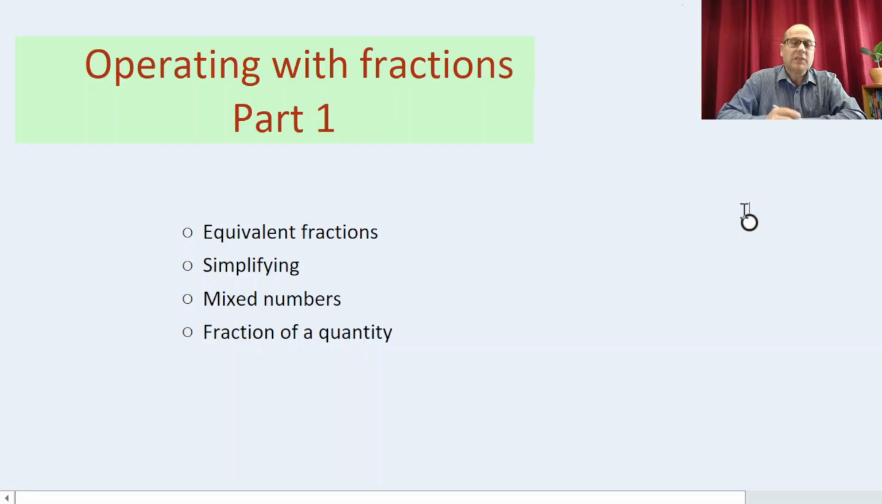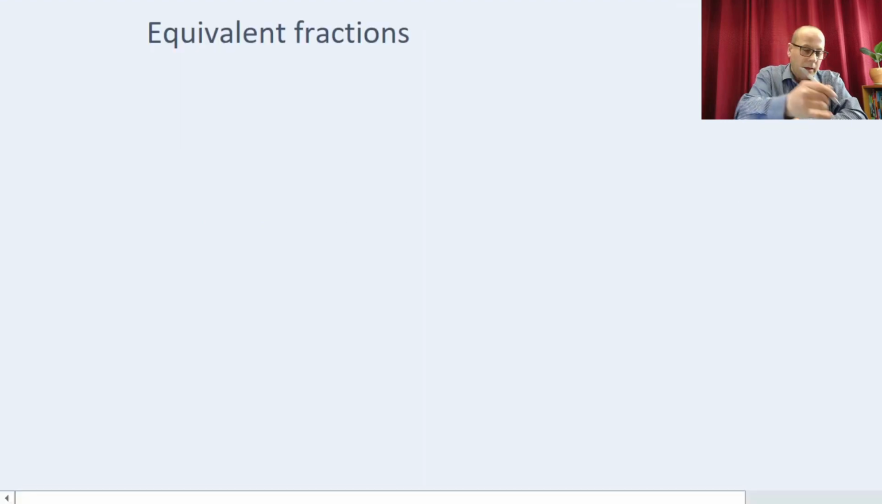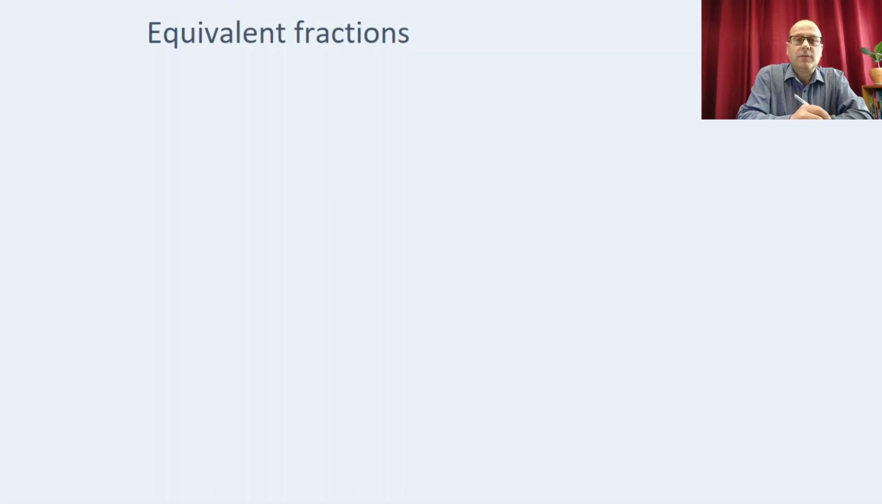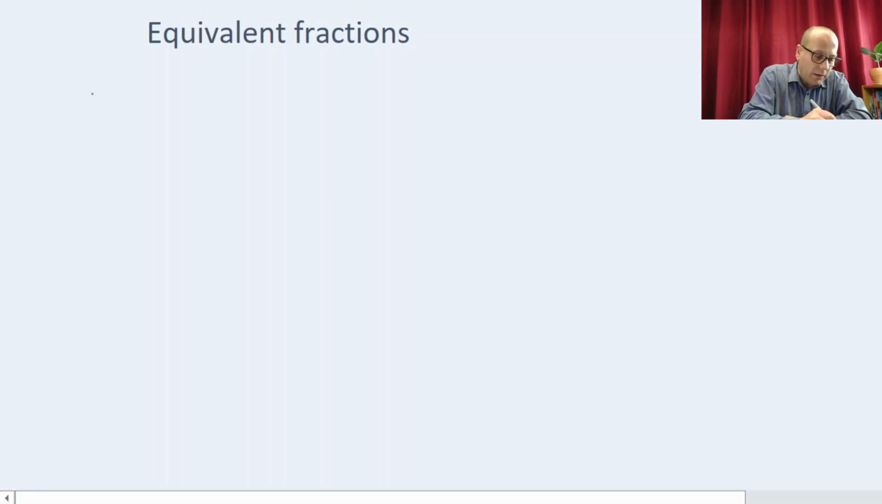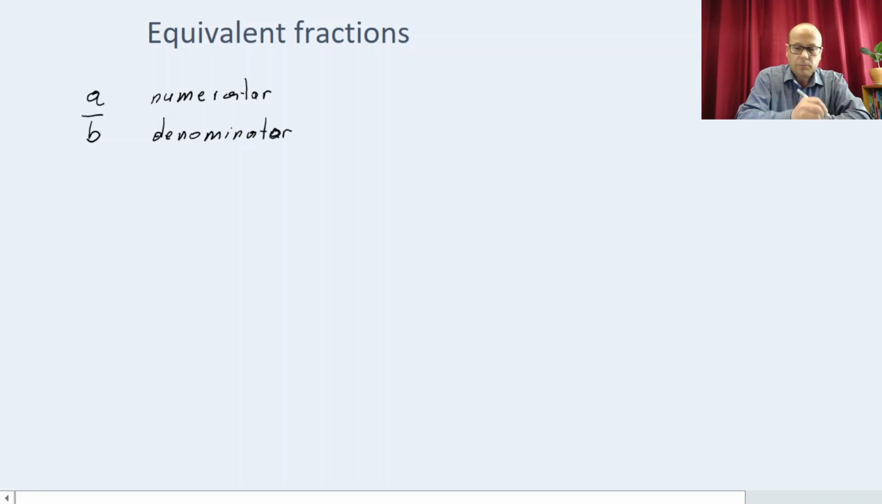In part 1 I will explain equivalent fractions, simplifying mixed numbers, and finding a fraction of a quantity. Let's suppose I have a fraction a over b. The top number, a, is called the numerator, and b is called the denominator. Three over 5.